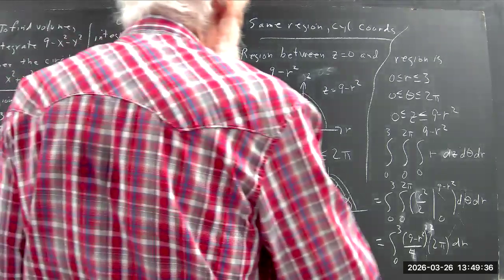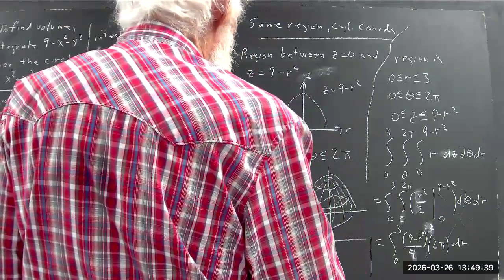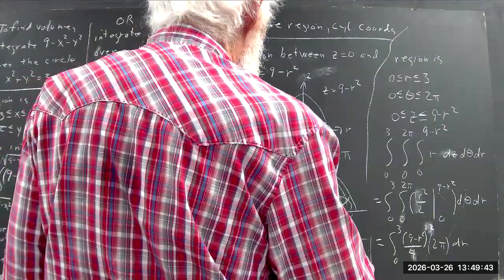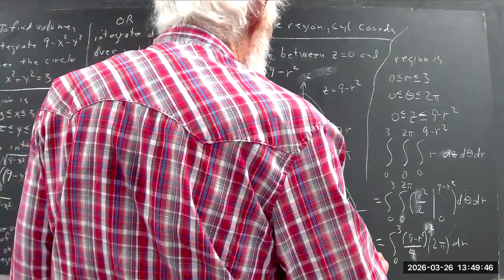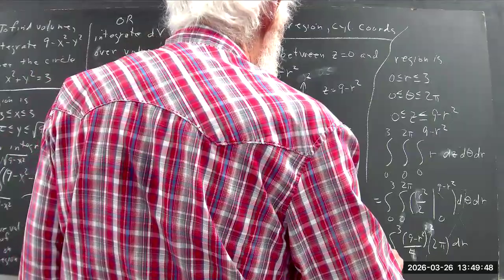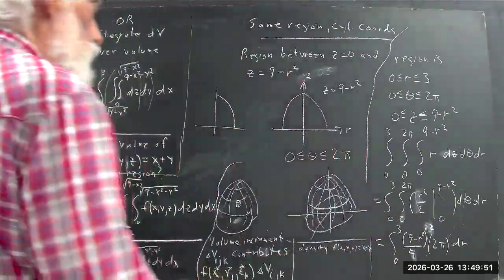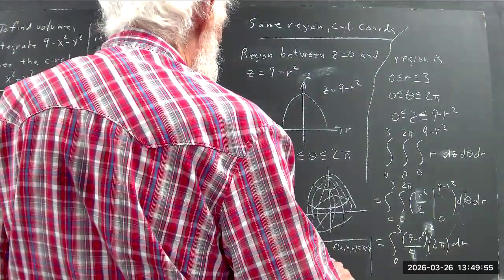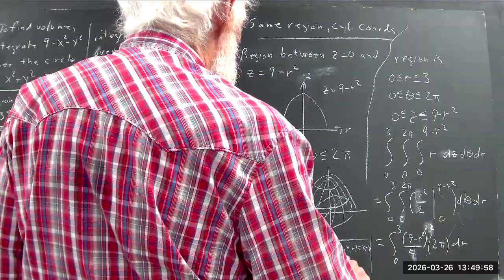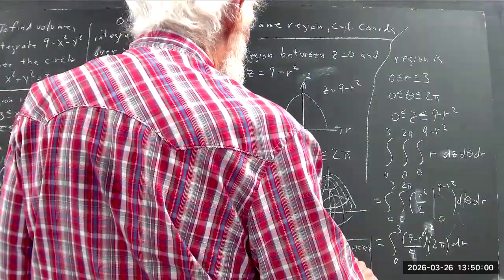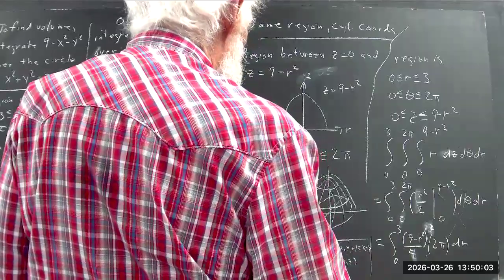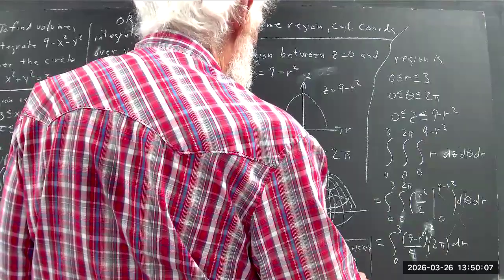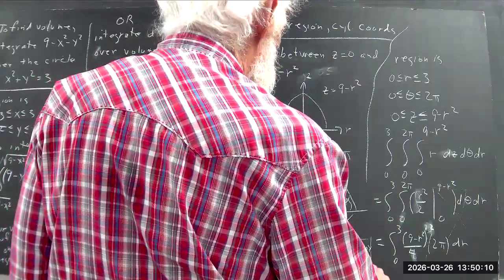So I'll just make a note. The density f(x, y, z) = x + y becomes f(r, θ, z) = r cos θ + r sin θ.